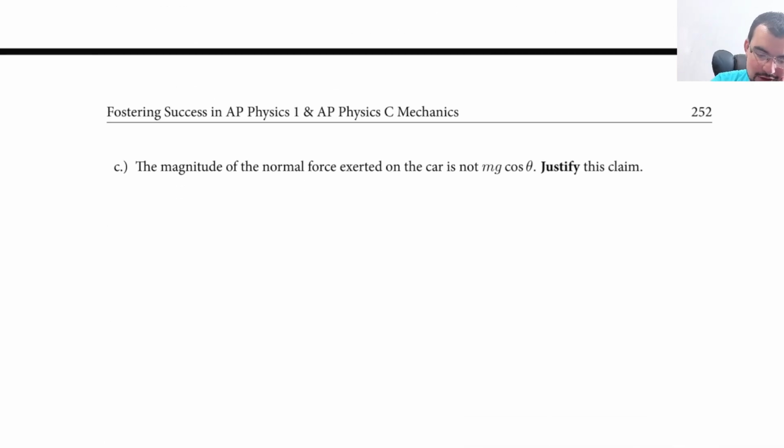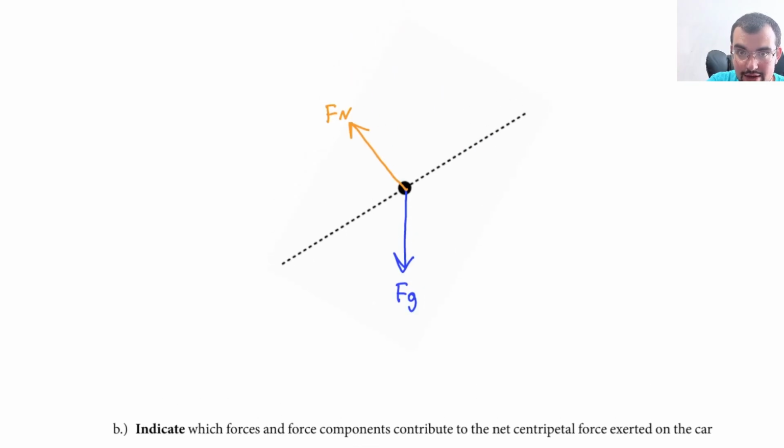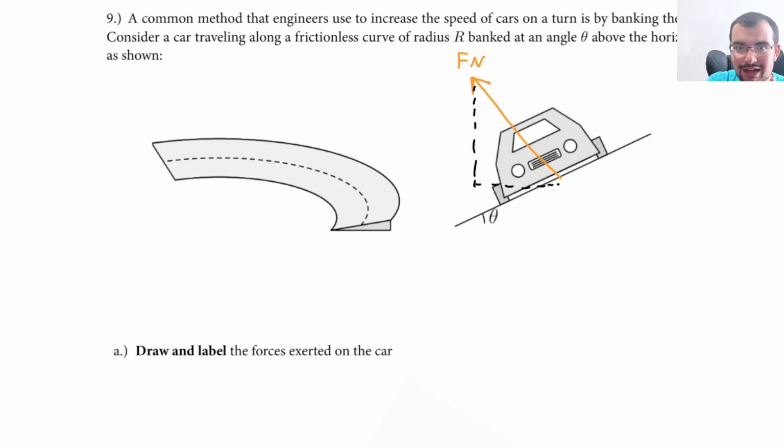The magnitude of the normal force exerted on the car is actually not mg cosine theta. Justify this. So this is like one of the only times the normal force on a ramp is not mg cosine theta, because this is not a balanced scenario.